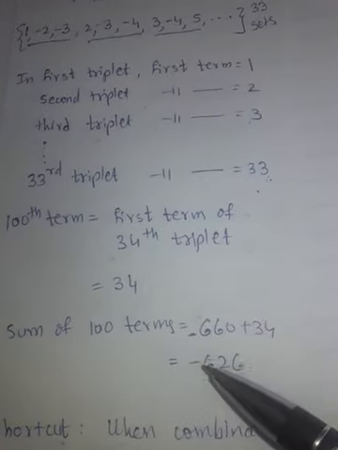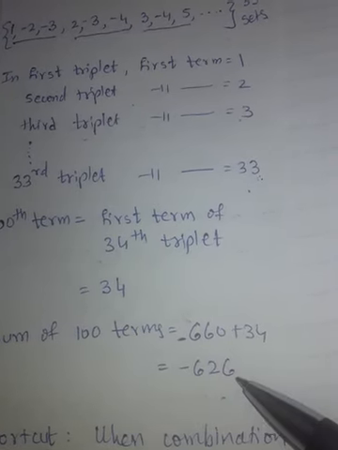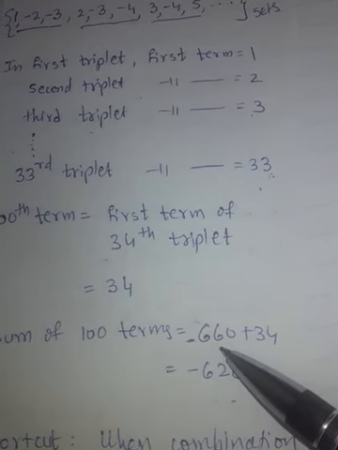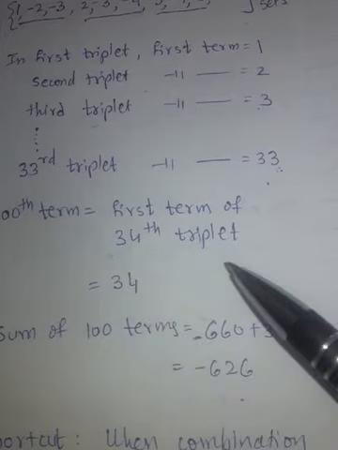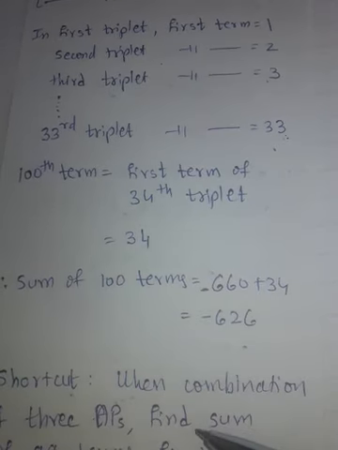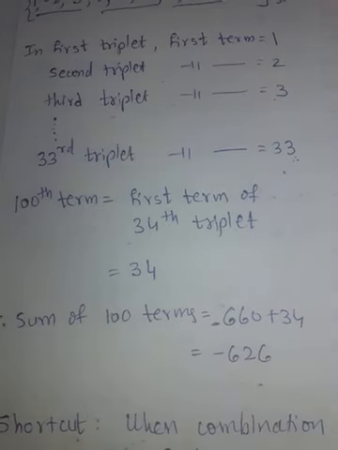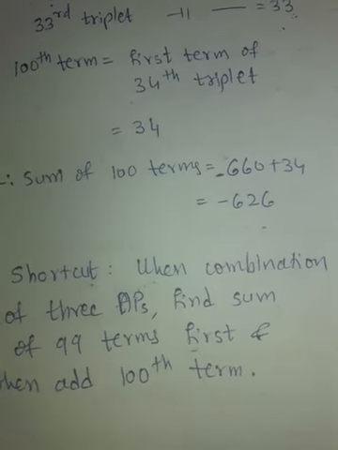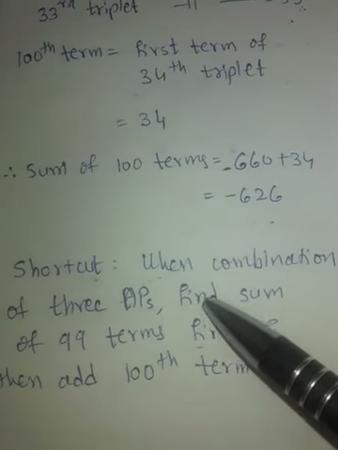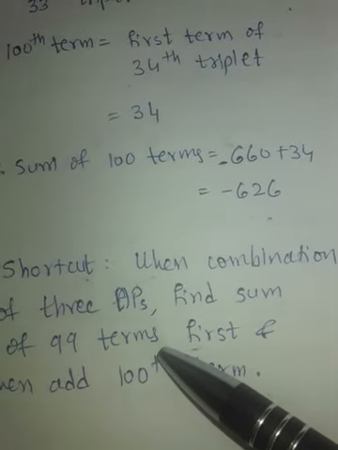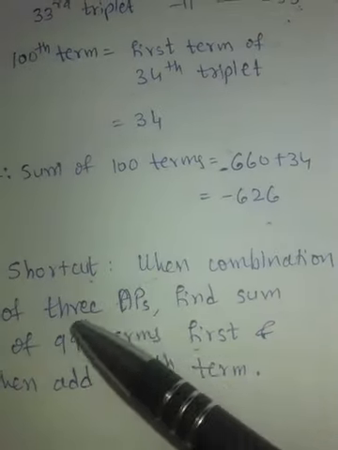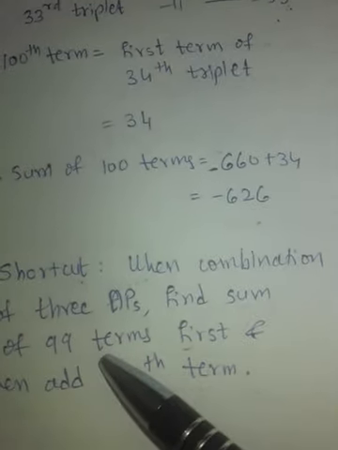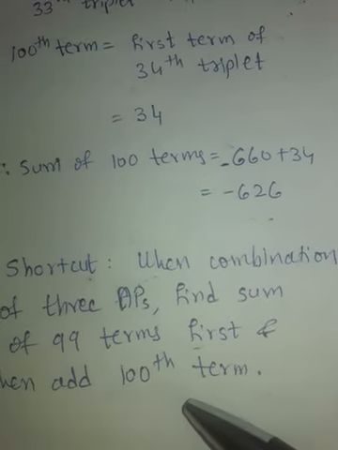So the sum of 100 terms will be minus 660 plus 34. Why minus 660? We have already found the sum of 99 terms. It is minus 660, right? So just add the 100th term and you get the sum of first 100 terms. So what trick did we use here? If we are asked to find the sum of first 100 terms, we can first find the sum of first 99 terms. Since we have sets of 3, 99 terms का find करना is very easy. There will be 33 sets. So we first found the sum of 99 terms and we just added the 100th term.